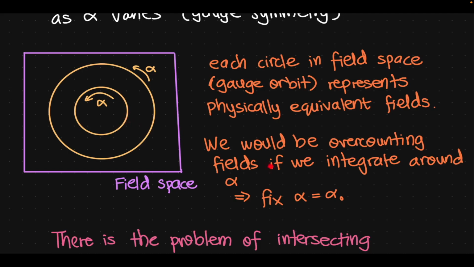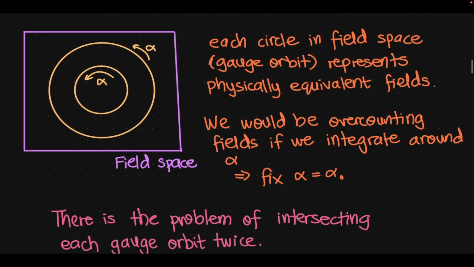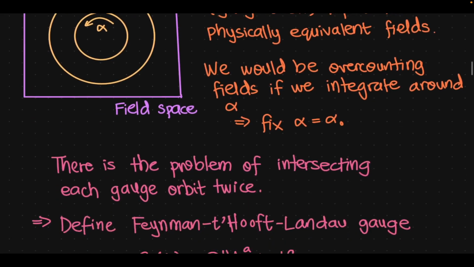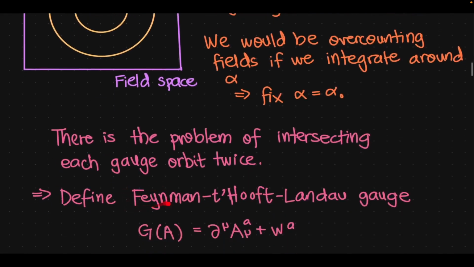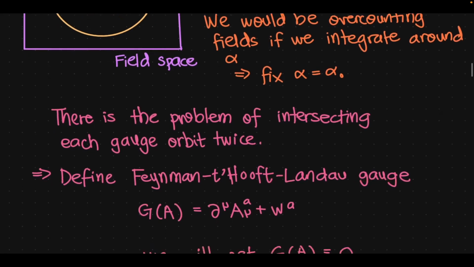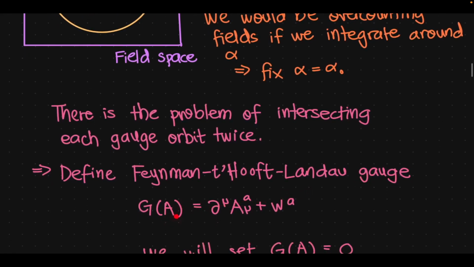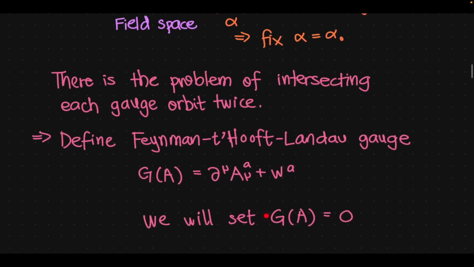And we don't want that. We don't want any kind of overcounting. You can take that to violate the definition of the path integral, whatever that may mean, because I know it's not mathematically rigorous enough, but we just don't want any redundancies in our path integral is the point of this. So to combat this issue, we define the Faddeev-Popov gauge condition, which is a functional on the field space. So G of A equals partial of A plus W. And we will be setting G of A to equal 0.